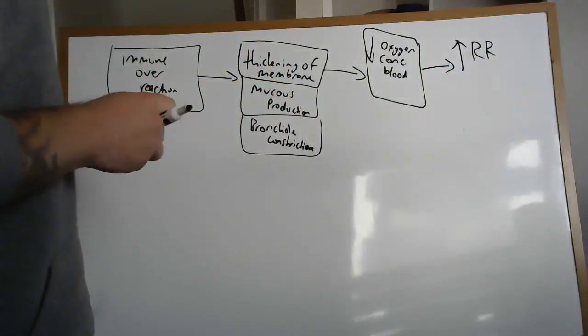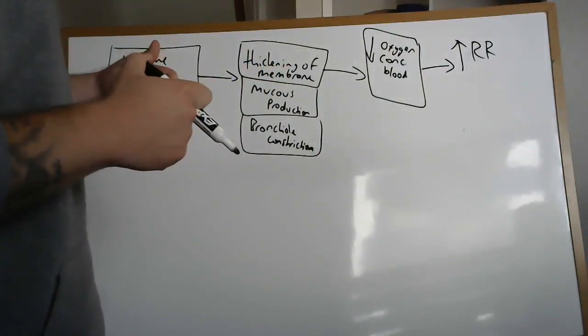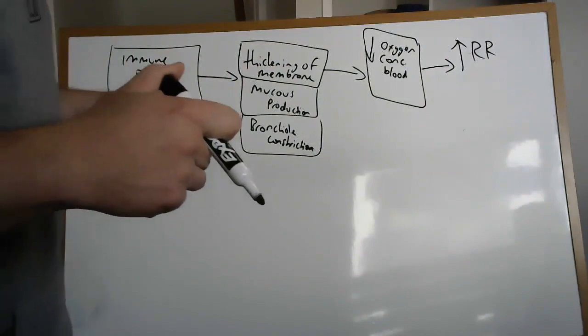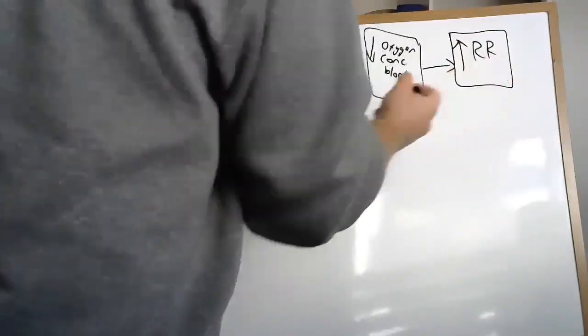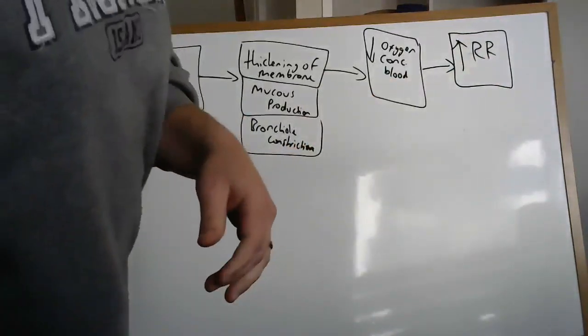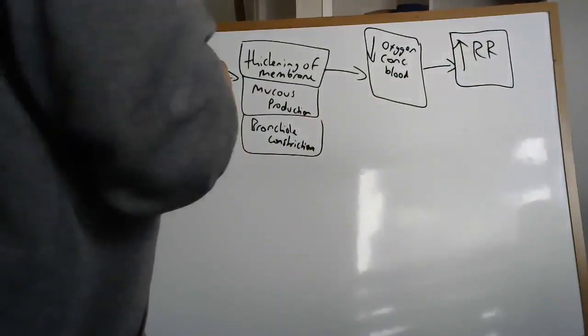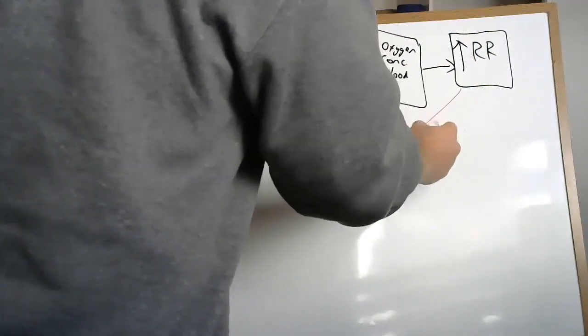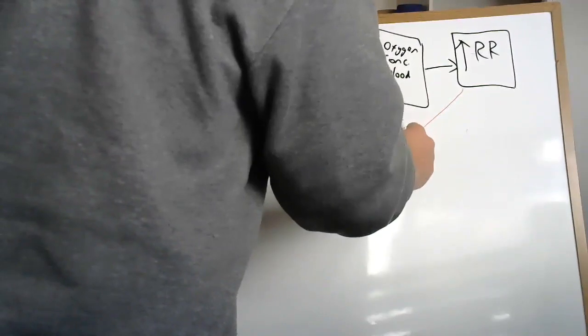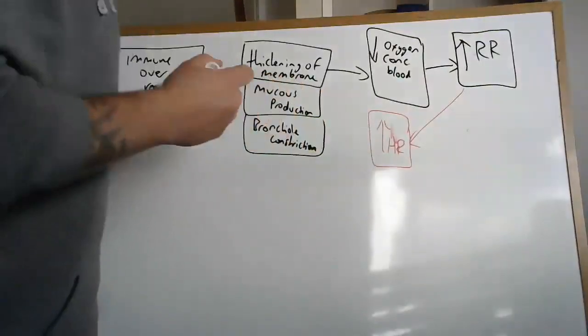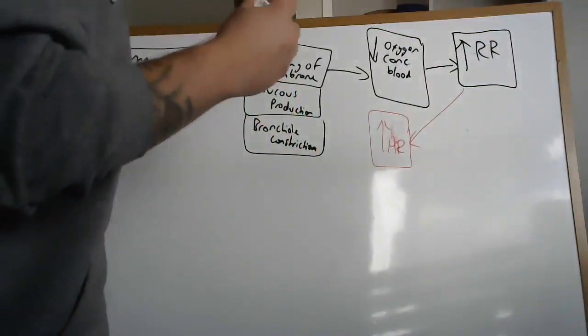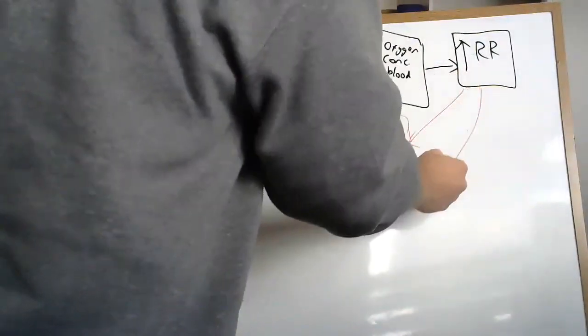So the respiratory rate goes up, which causes different systems, so red, an increase in the heart rate, what we call tachycardia. Both of these will cause a drop in blood pressure.